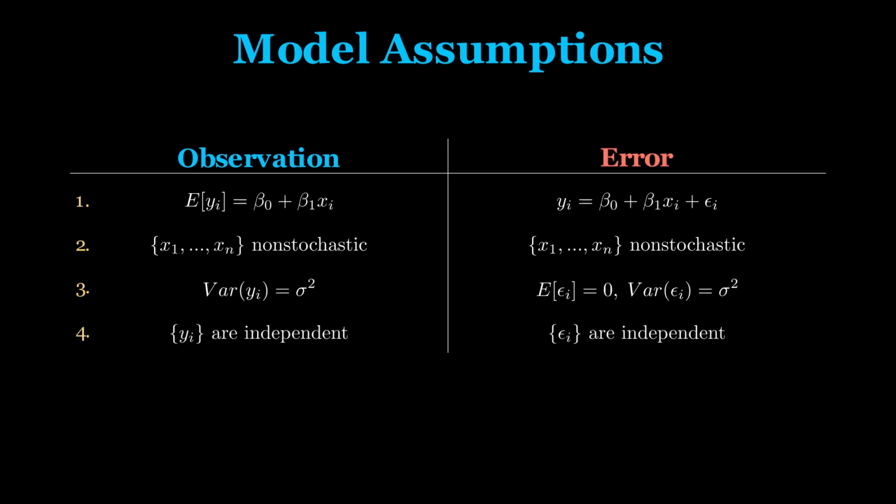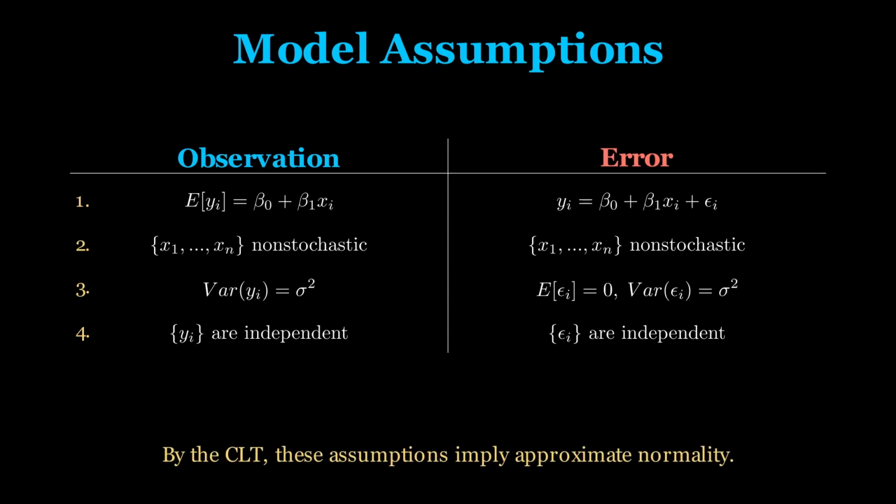Assumption 4. The observations are independent of each other. Equivalently, the error terms are independent of each other. From the central limit theorem, these assumptions imply that both the observations and the errors are approximately normally distributed. Normality is required for the t-test, but not for many other statistics of interest.